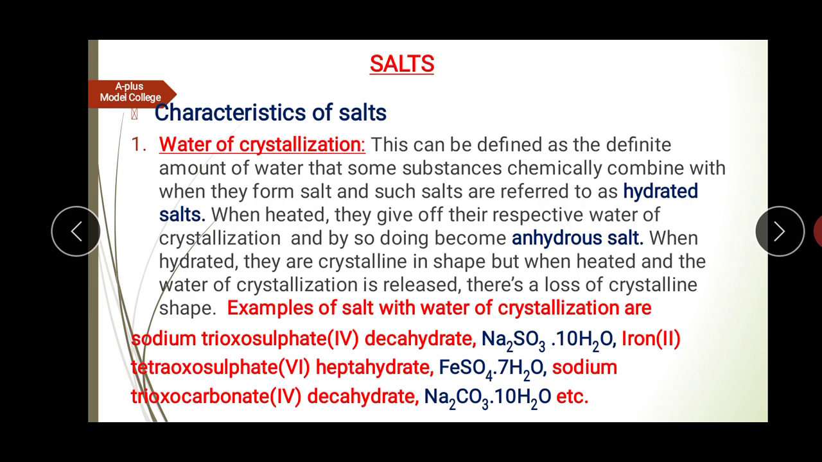So the main difference between anhydrous and hydrated is that hydrated means it contains water, anhydrous means it does not contain water. So whenever hydrated salts are heated, we have anhydrous salts. So when hydrated, they are crystalline in shape.